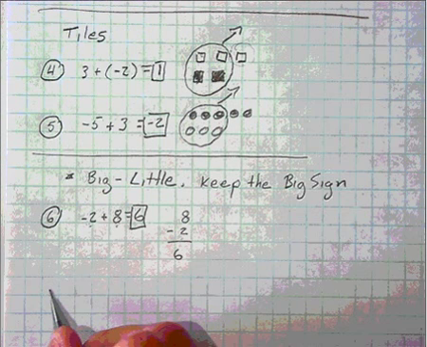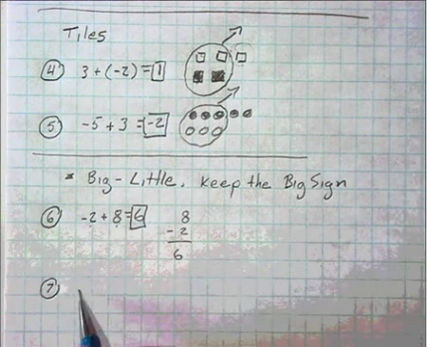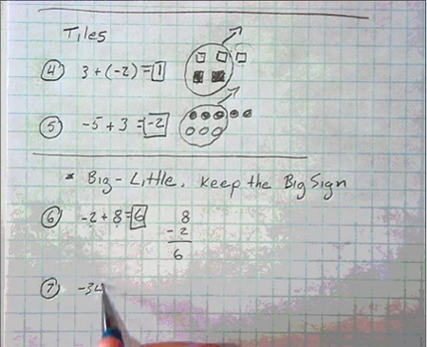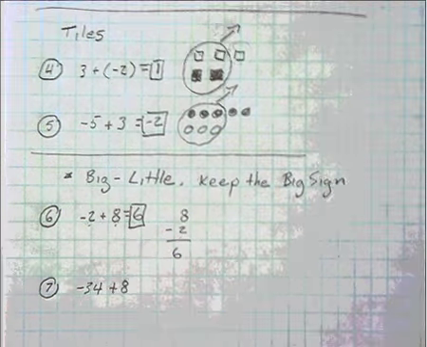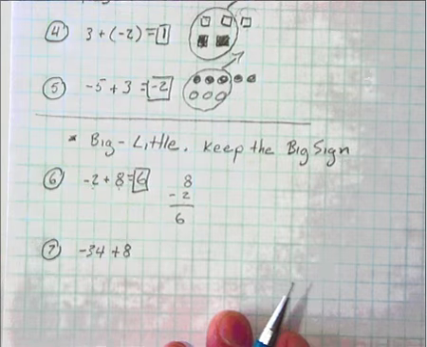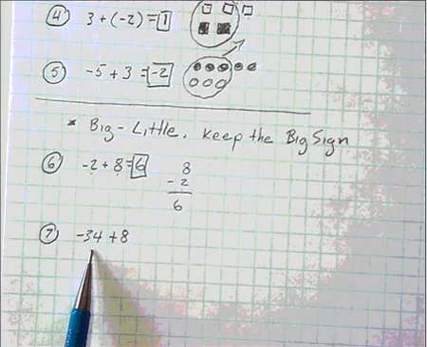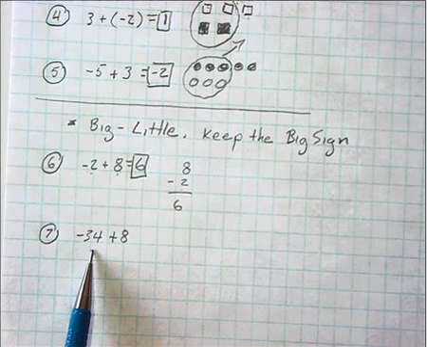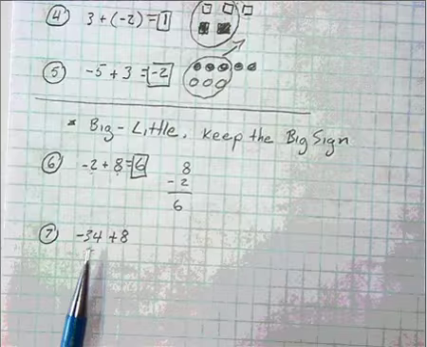Another example, if I have -34 plus 8, this is where it comes in handy. I'm not going to put 34 tiles down. I'm not going to make a number line that goes to 34. It's just a lot of work. It'd take a long time. So this method works really well for these type of numbers.